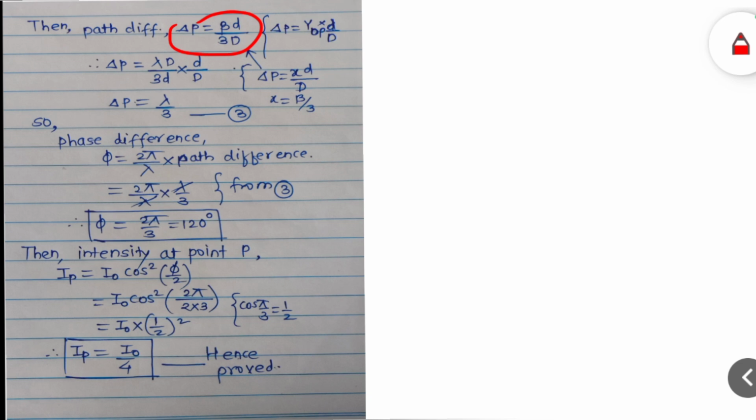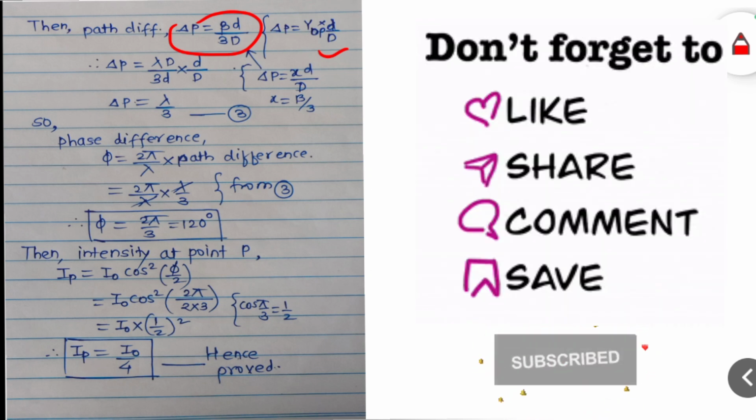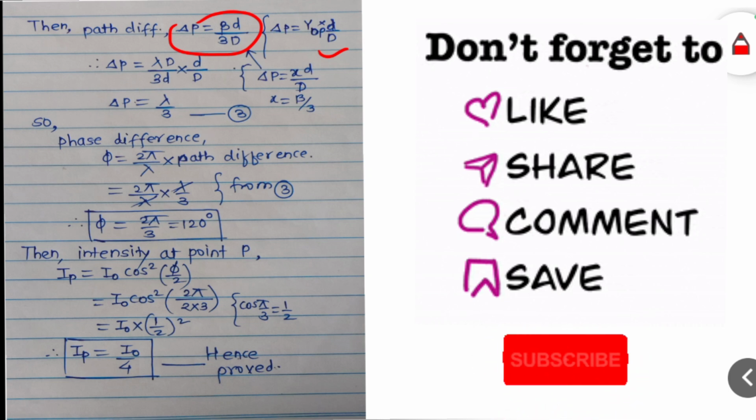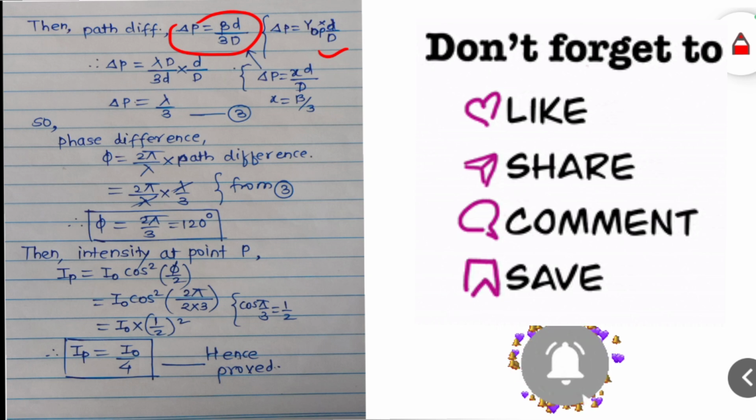Now you can see the path difference, that is delta p, can be written as beta multiplied by d upon D. So that is basically how we can write it. This is also a formula. I have not made it up myself; it is given in the textbook: path difference is equal to fringe width multiplied by small d upon capital D.